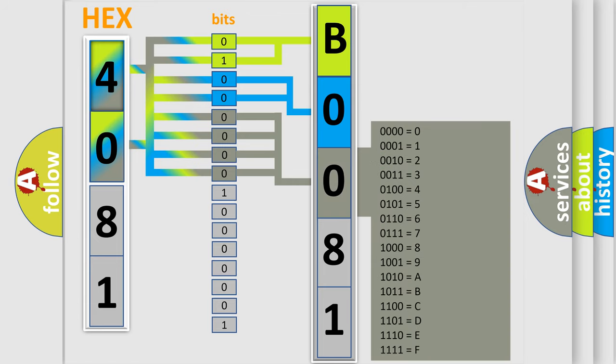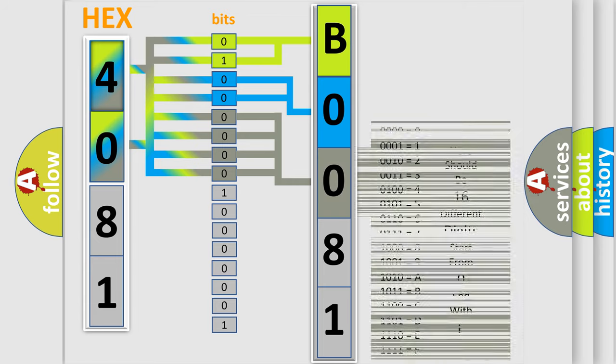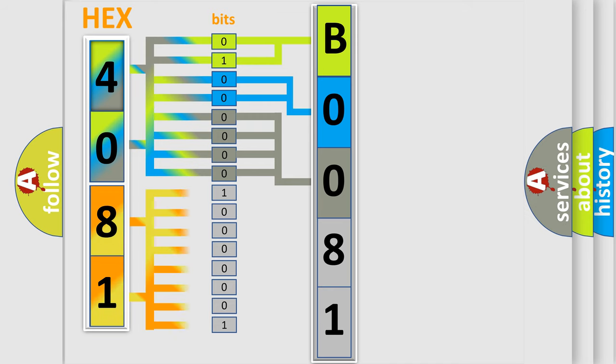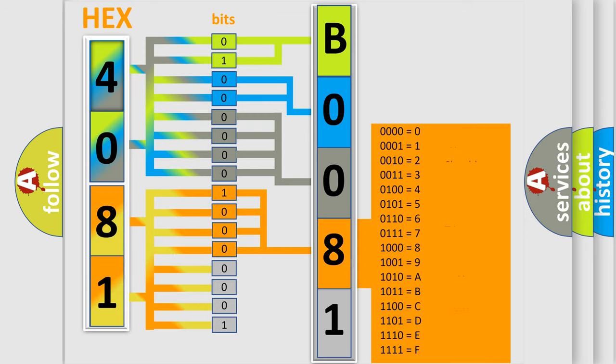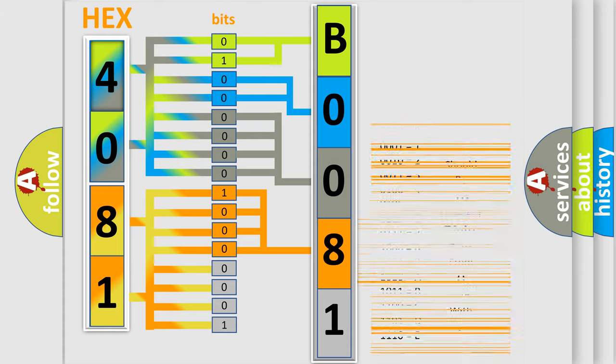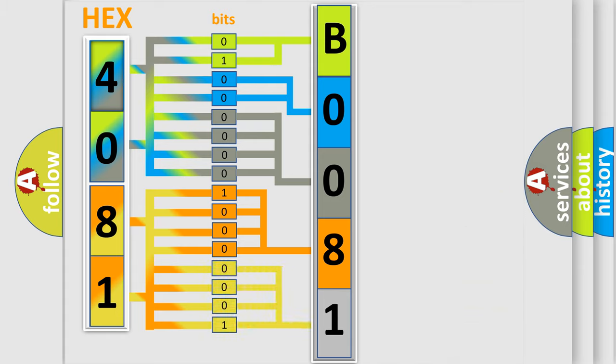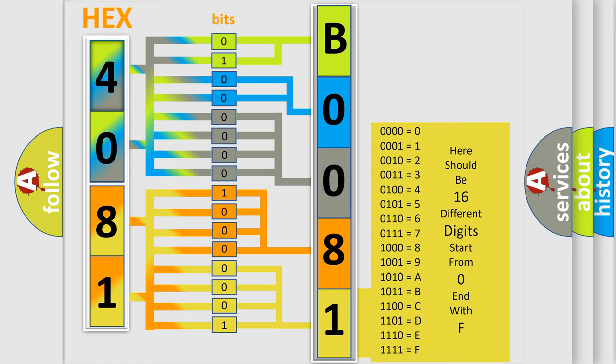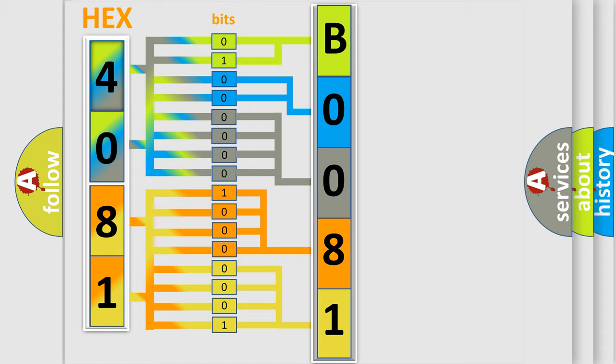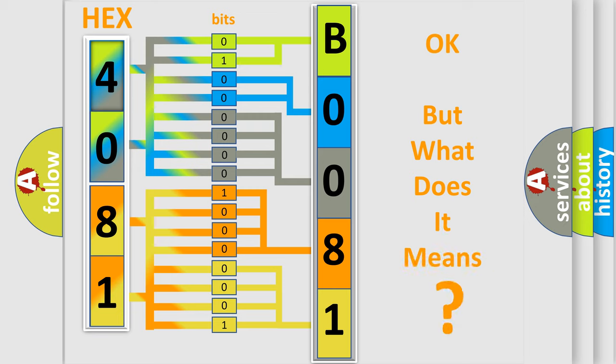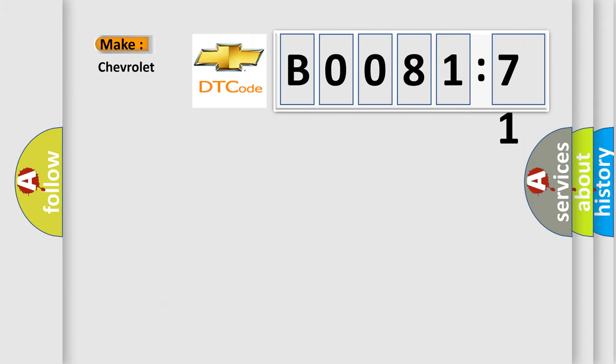The second byte is composed of a combination of 8 bits. The first 4 bits determine the fourth character of the code, and the combination of the last 4 bits defines the fifth character. A single byte conceals 256 possible combinations. We now know in what way the diagnostic tool translates the received information into a more comprehensible format. The number itself does not make sense to us if we cannot assign information to what it actually expresses. So, what does the Diagnostic Trouble Code B0081 specifically mean for Chevrolet?